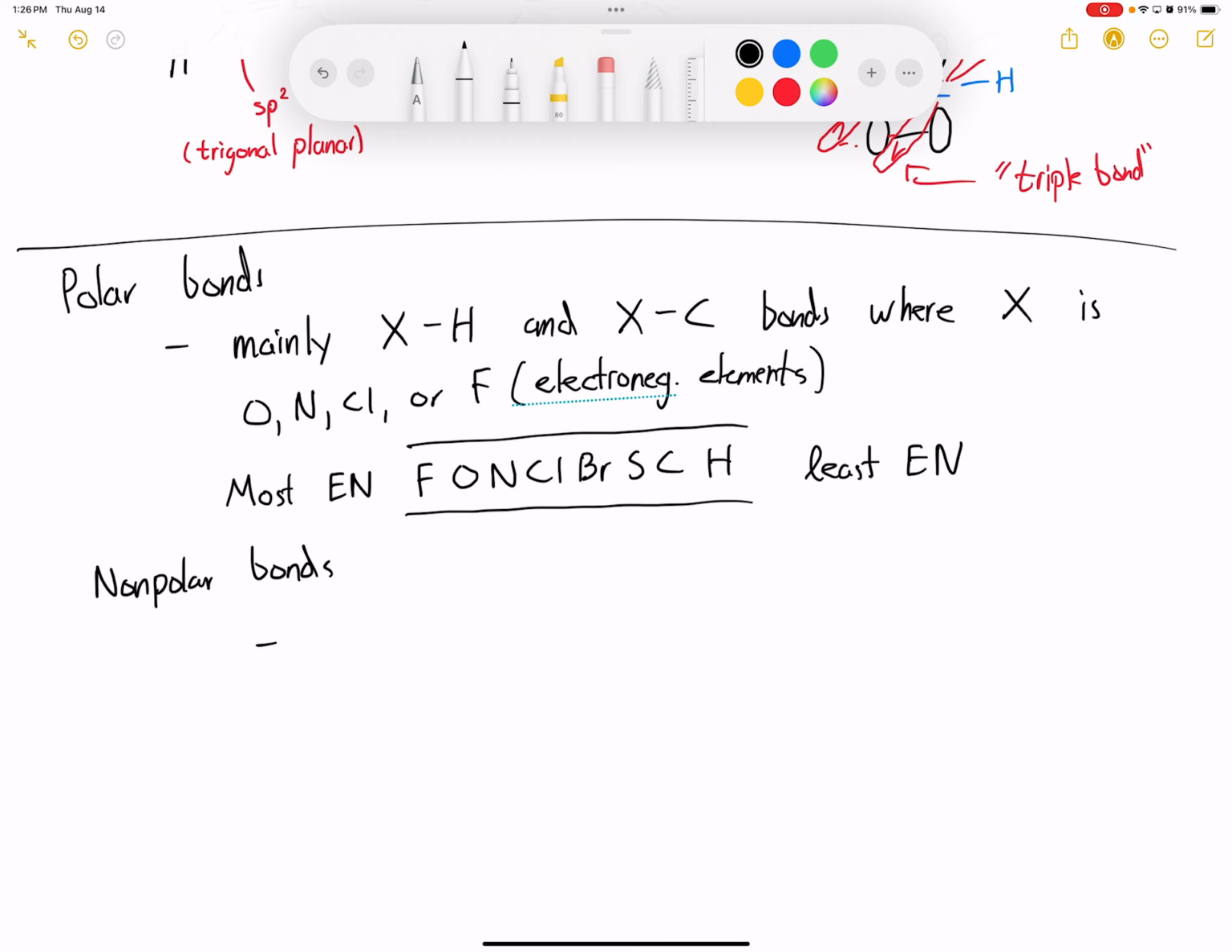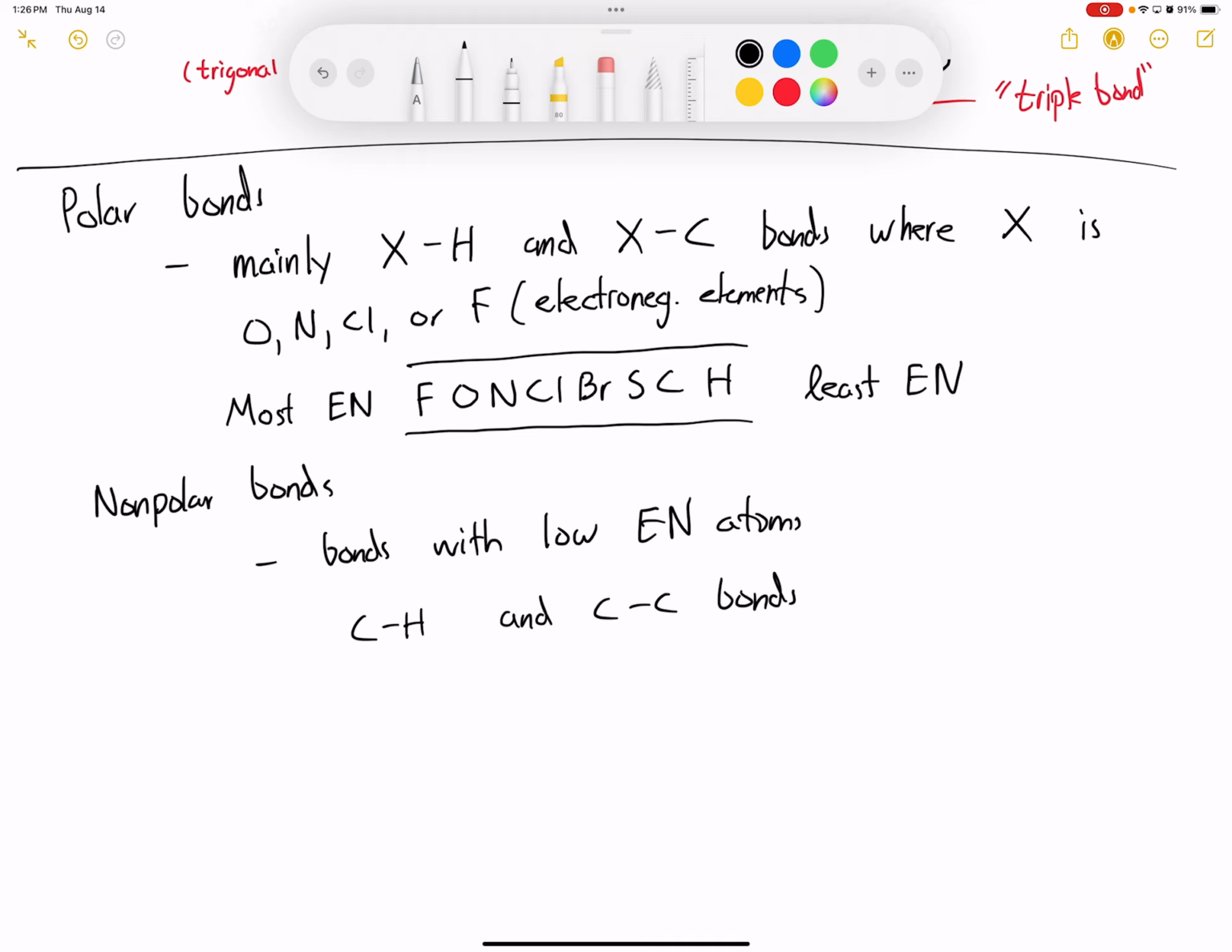Why do you think alkanes are so nonpolar? They only have CC bonds and CH bonds, right? So bonds with low electronegativity atoms, okay, and the most common are CH bonds and CC bonds, okay.